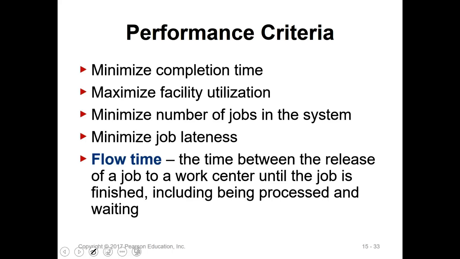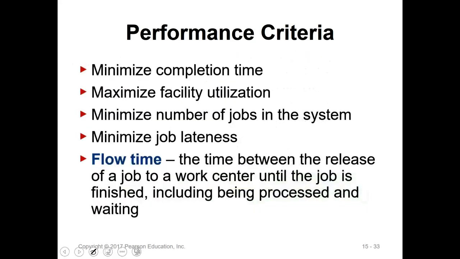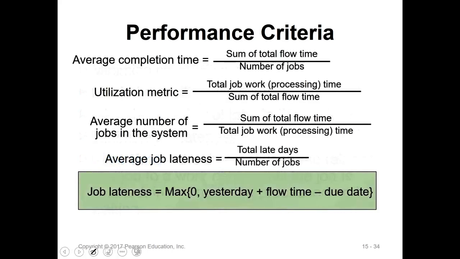And these are the performance criteria. So we use mathematical formulas to express what we just talked about in the previous slide. How to calculate the completion time, how to calculate the facility utilization rate, the number of jobs in the system, and the lateness. So here are the formulas we are going to use in this example, and we compare all of the 4 different sequencing methods.